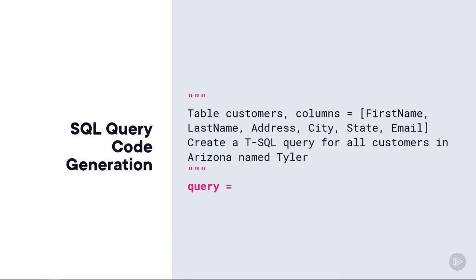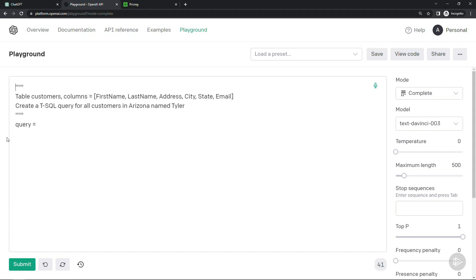Another way you can use comments is with the triple quotes like this. Here we're saying, I want you to generate some code from the instructions in the quotes. And then here I'm going to get you started with query equals. So an example of writing SQL code. We've got the query equals here. Let's submit. And there's our select statement.